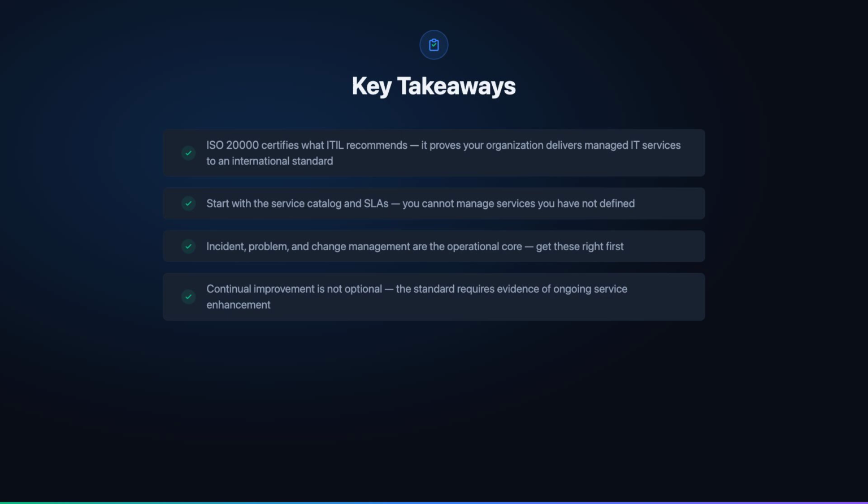And fourth, continual improvement is a mandatory requirement, not a nice-to-have. ISO 20000 requires documented evidence that you are systematically identifying and implementing improvements to your services and processes. Certification auditors specifically look for this evidence.